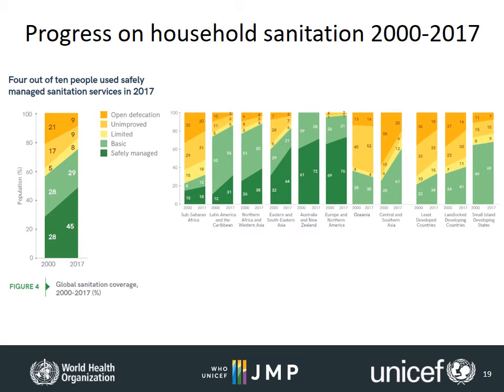Estimates for safely managed sanitation were available for 94 countries, areas and territories in 6 out of the 8 SDG regions, representing just over half of the global population, 54%. As you can see, all regions have made progress since 2000, but coverage varies widely and remains below 50% in 3 out of the 6 regions.